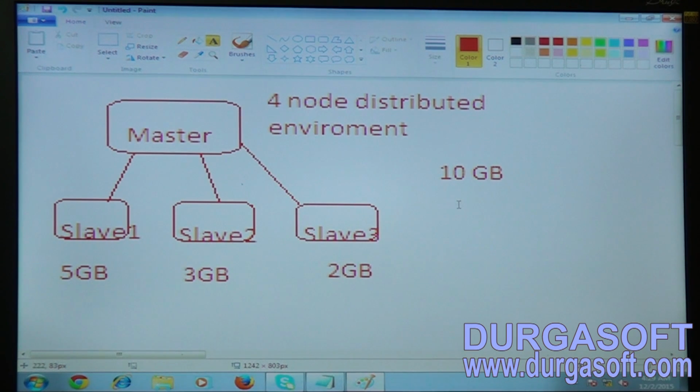Now I build up an application and then start processing the data using that application. Here the problem is the application, as it is a traditional distributed system, starts reading the data into the master node main memory.